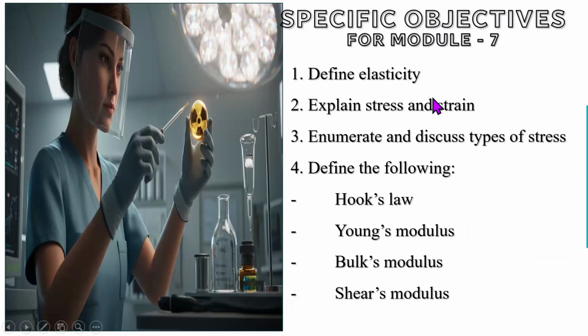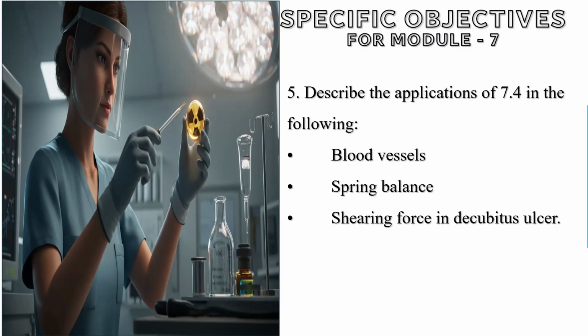Specific objectives for Module 7 are as follows. Number 1, we will define elasticity. Number 2, we explain the concept of stress and strain. Number 3, we enumerate and discuss the types of stress. Number 4, we'll define Hooke's law, Young modulus, bulk modulus, and shear modulus. We'll describe the application of the above, that's Hooke's law, bulk modulus, and the others. We'll describe how they relate to blood vessels, spring balance, and shearing force in decubitus ulcers.